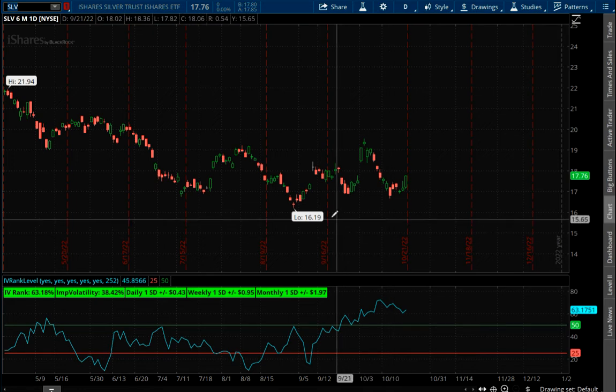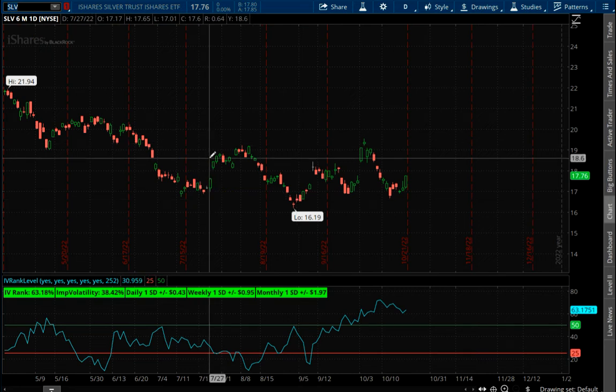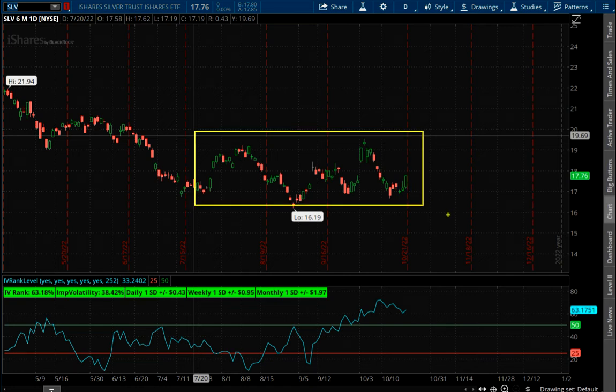So in this case, what I'm looking at is SLV, which is silver. And you can see it's kind of been in this range for the last few months, and it hit close to its low here, and it's been on a bit of a ride up in the last few days.